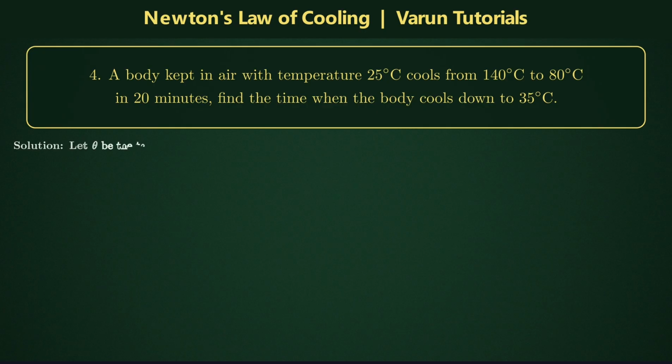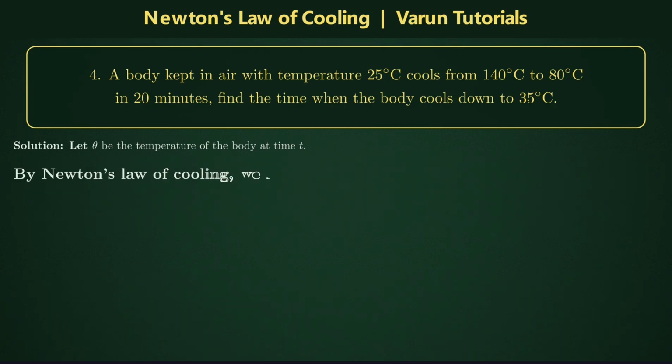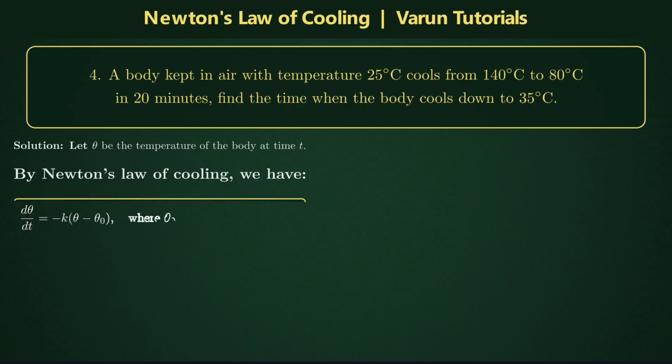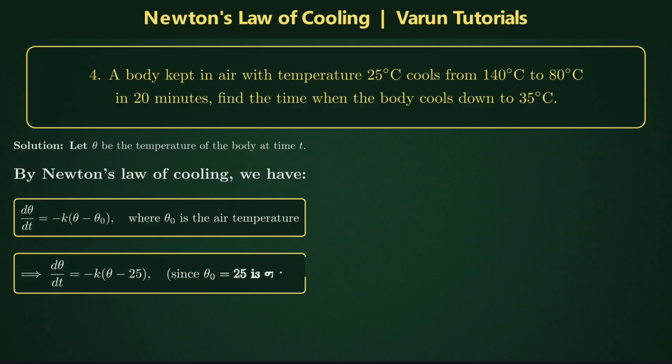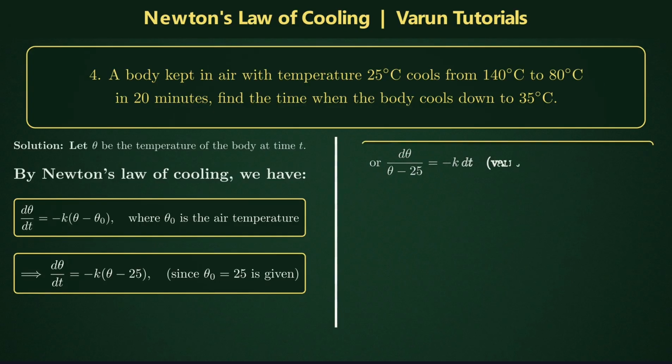Let the temperature of the body at time t be theta. By Newton's law of cooling, we have d theta by dt equals minus k times the quantity theta minus theta 0, where theta 0 is the temperature of the air. Substituting the air temperature theta 0 equals 25, we get d theta by dt equals minus k times the quantity theta minus 25. Separating the variables, we write d theta over theta minus 25 equals minus k dt. We label this as equation 1.